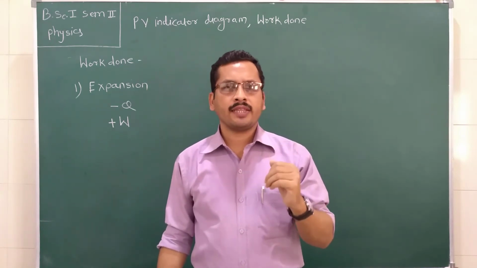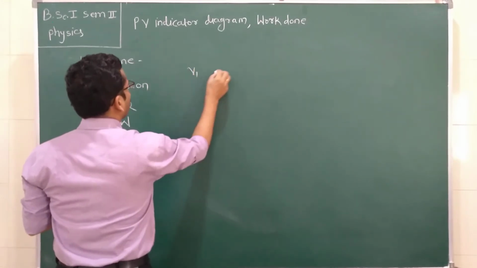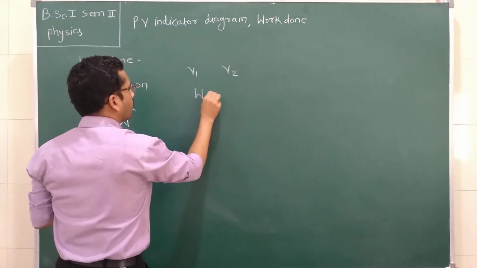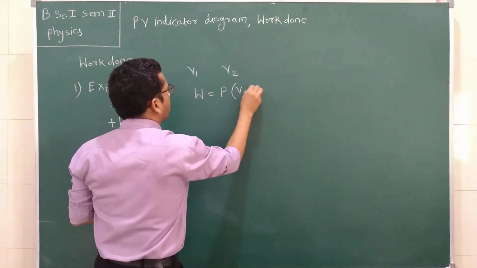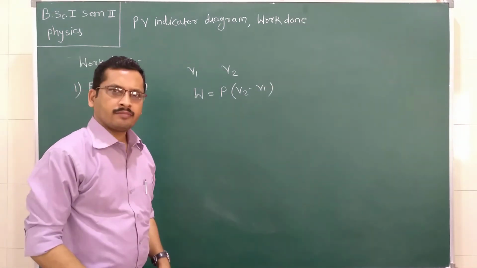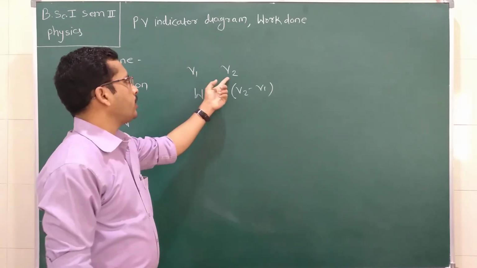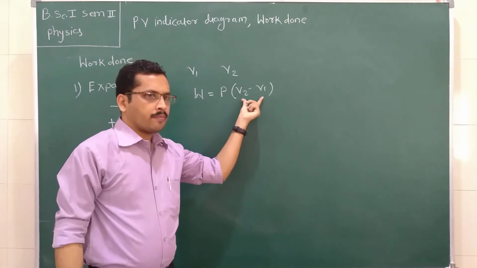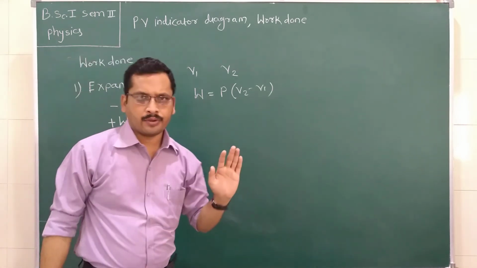Okay, so consider the initial volume is equal to V1 and the final volume is equal to V2. The amount of work done W is equal to P multiplied by (V2 minus V1). As we know, the gas is expanding. As the gas expands, the volume changes from V1 to V2, meaning V2 is greater than V1. Therefore, this term is a positive term, and this positive term means the work done will be positive.